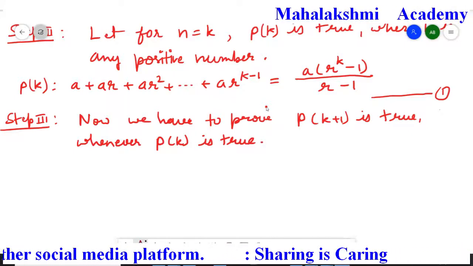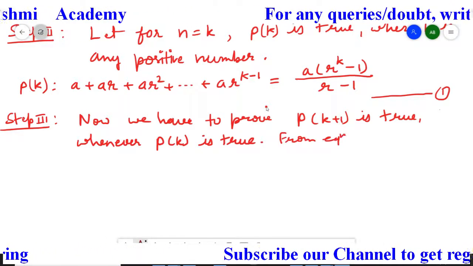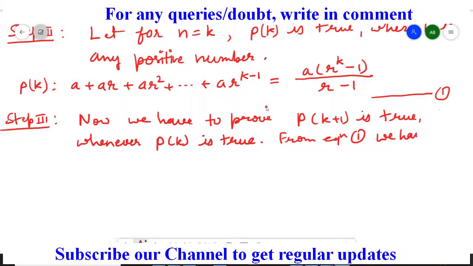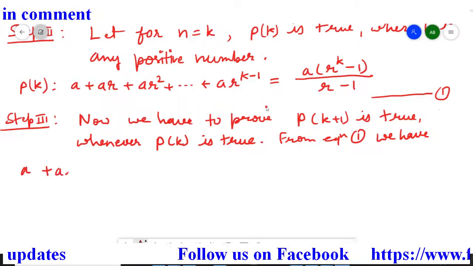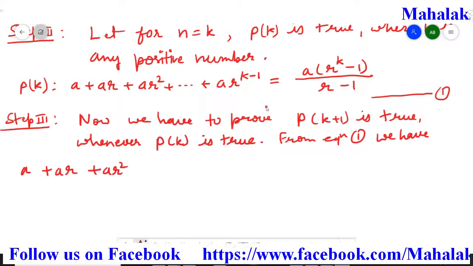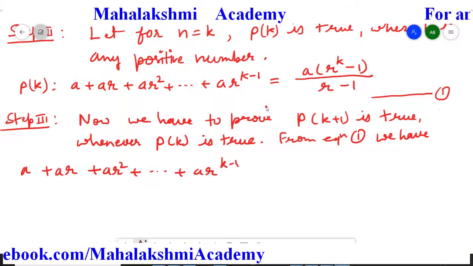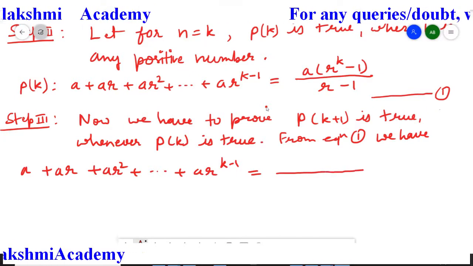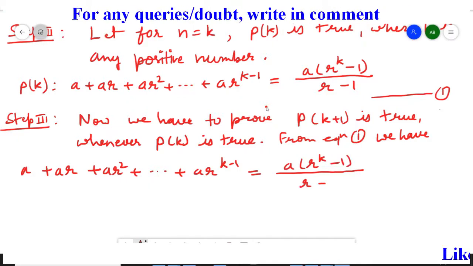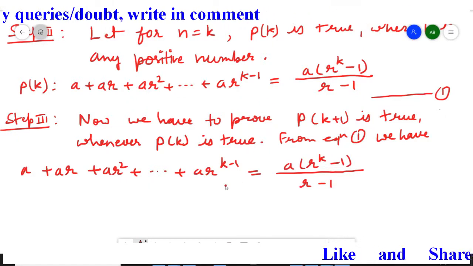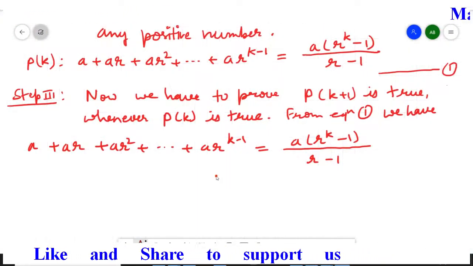Because we are going to take the help of the P(k) statement, I am going to use equation 1. So from equation 1 we have a + ar + ar² + ... extended up to ar^(k-1) equal to a(r^k - 1) divided by r minus 1. Now this equation is of the P(k) statement. We have to convert this equation into the P(k+1) statement.